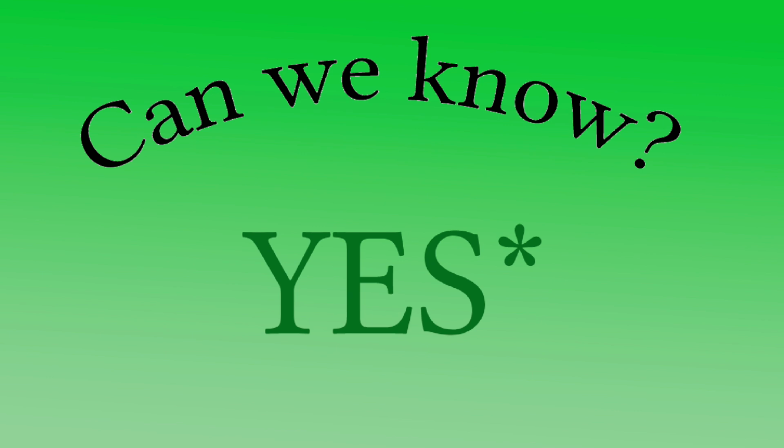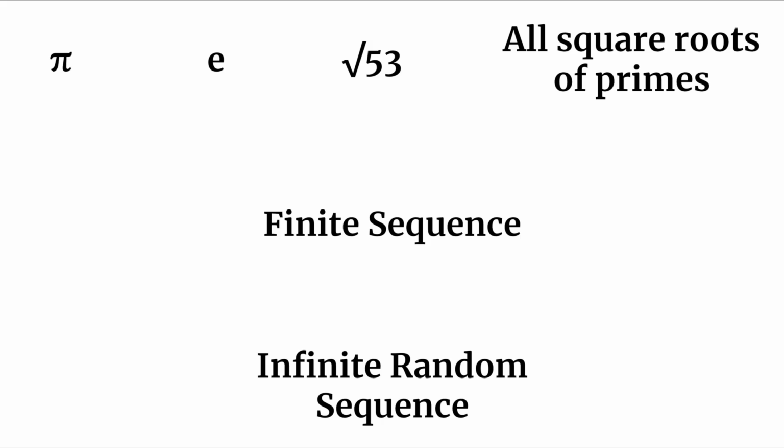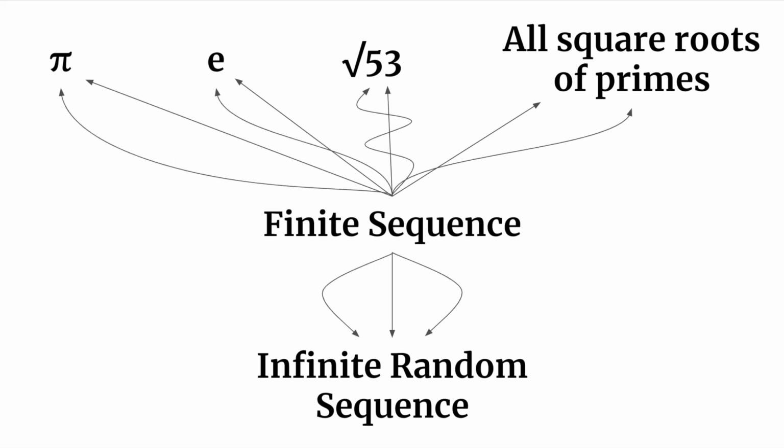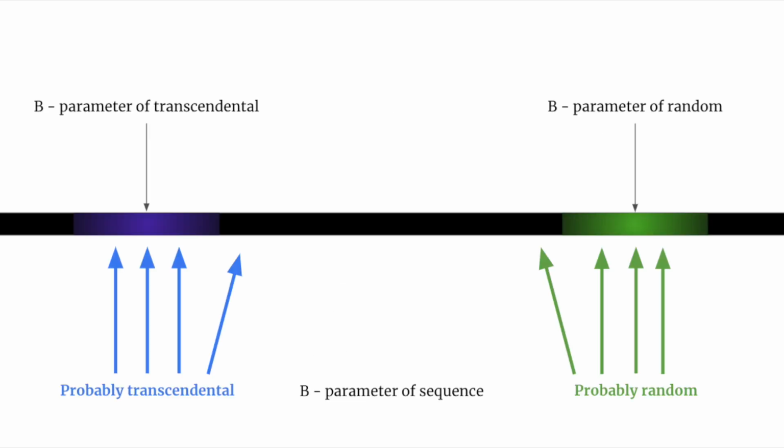That being said, the frequency at which the sequence will appear will be different between these transcendental numbers and the random numbers. I want to restate this because it really matters. Although a sequence of a finite number of digits will appear in all transcendental numbers, since there are an infinite amount of digits, and in all infinite sequences of random numbers, and will do so an infinite amount of times, what differs is the frequency at which the sequence appears. This frequency is correlated to the distance from the b parameter of random and transcendental numbers.